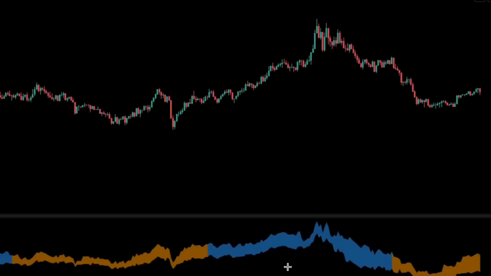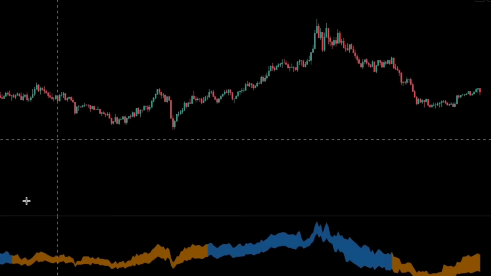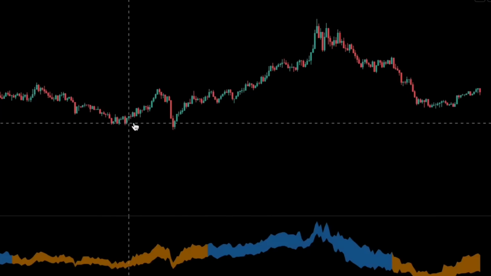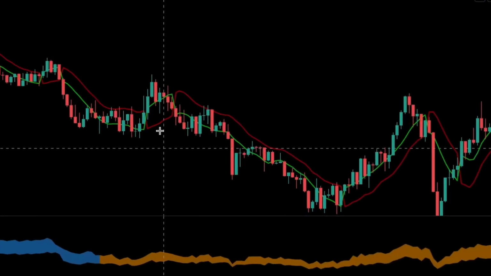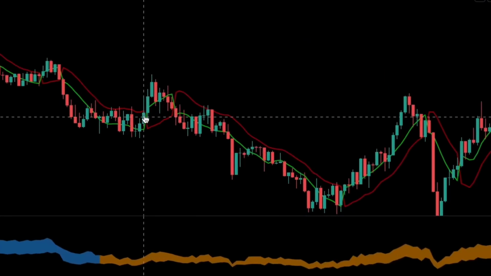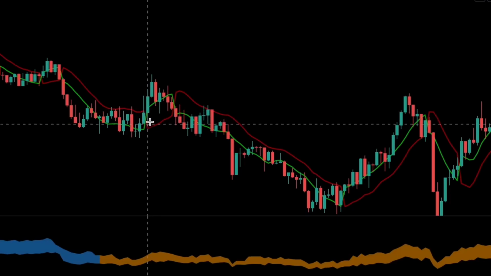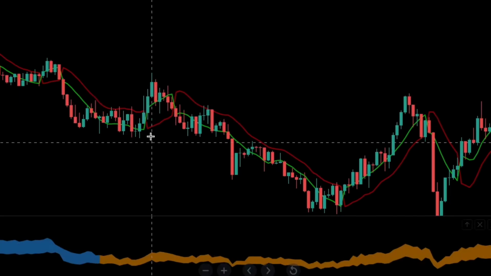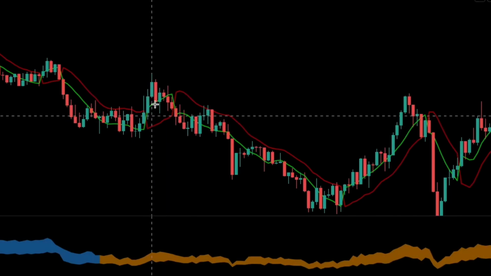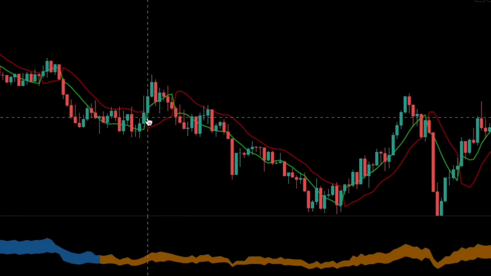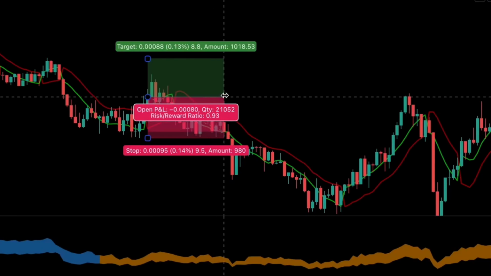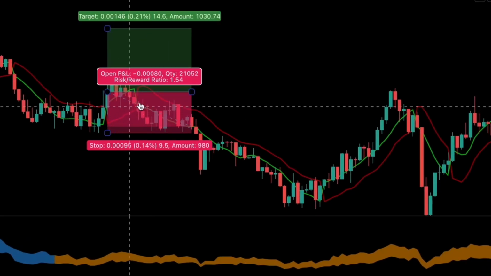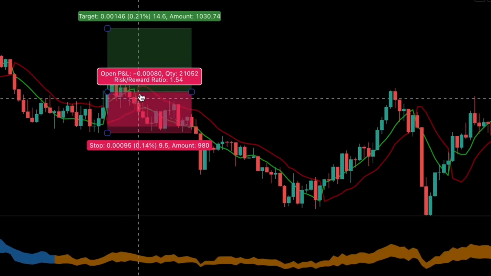When the price is in an uptrend, the indicator is blue. In a downtrend, it turns orange. This helps eliminate market noise effectively. For example, let's look at a long signal here. The green line crosses above the red line, indicating a trend reversal. However, since pivot trend is orange, the signal is eliminated, saving us from a potential loss. A few candlesticks later, we get a short signal confirmed by pivot trend, leading to a successful trade.